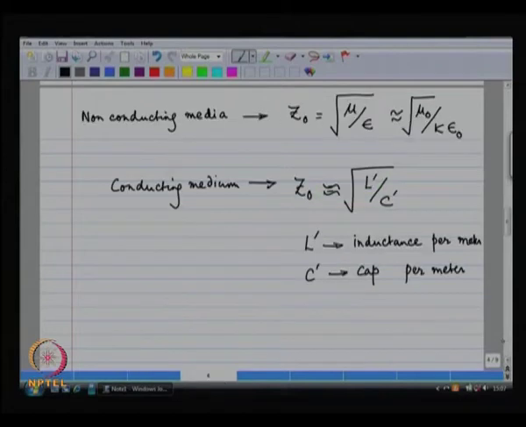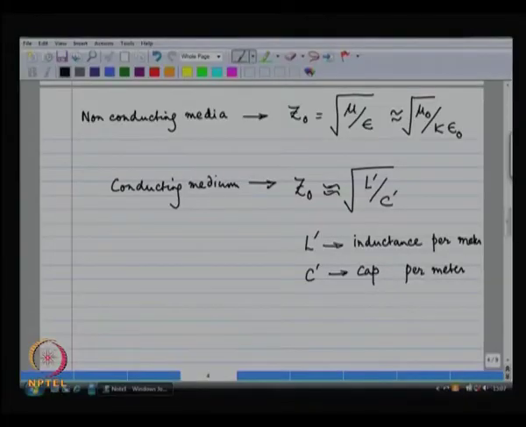Okay. Then as far as when we talk about atmosphere as a transmission medium, Z naught happens to be equal to the square root of mu by epsilon. If you have a conducting medium such as a wire, then Z naught happens to be equal to the square root of L prime by C prime. L prime is defined as the inductance per unit length, C prime is the capacitance per unit length. These formulations are very similar.